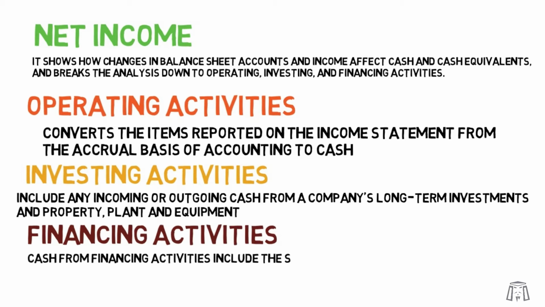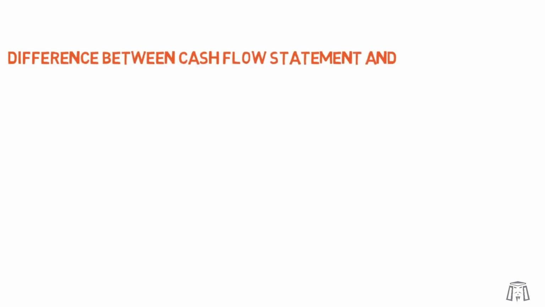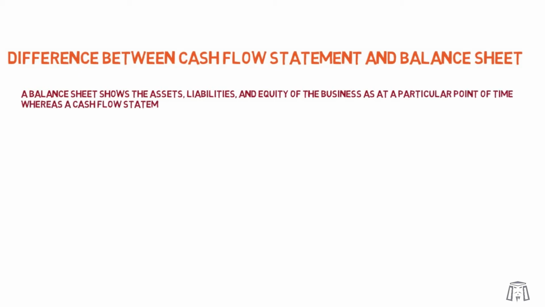Cash from financing activities includes the sources of cash from investors or banks, as well as the use of cash paid to shareholders. It is not only important to know the meaning of the cash flow statement, but also the difference between it and the balance sheet. A balance sheet shows the assets, liabilities, and equity of the business at a particular point in time, whereas a cash flow statement shows how movement in assets, liabilities, income, and expenses affect the cash position.